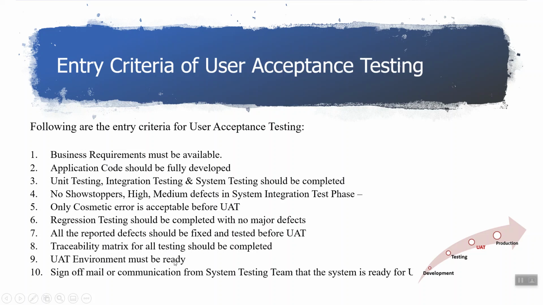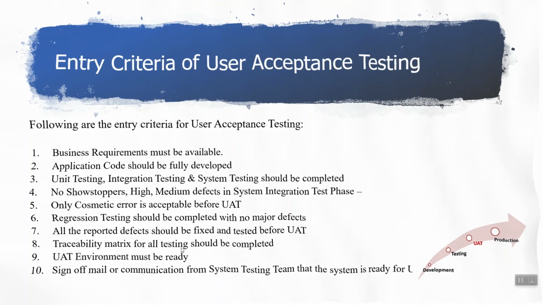UAT environment must be ready for the testing. Sign-off mail or communication from the system testing team that the system is ready before the UAT testing. So these are the main points that should be covered before starting the user acceptance testing. Means these are the entry criteria for the user acceptance testing.